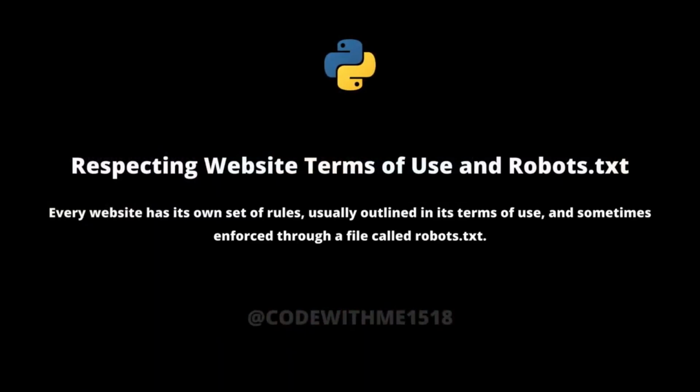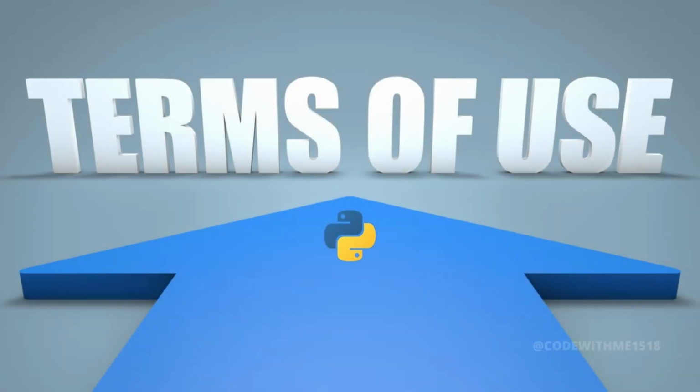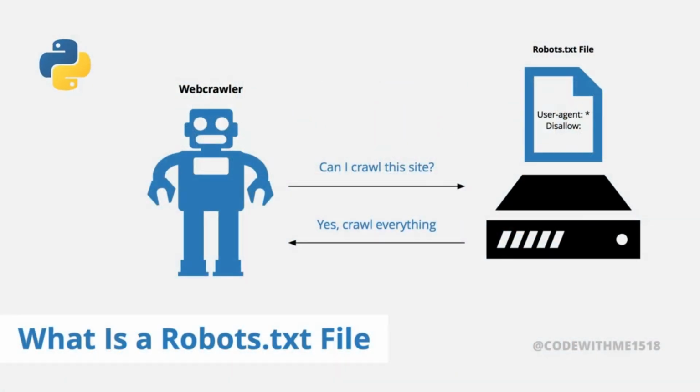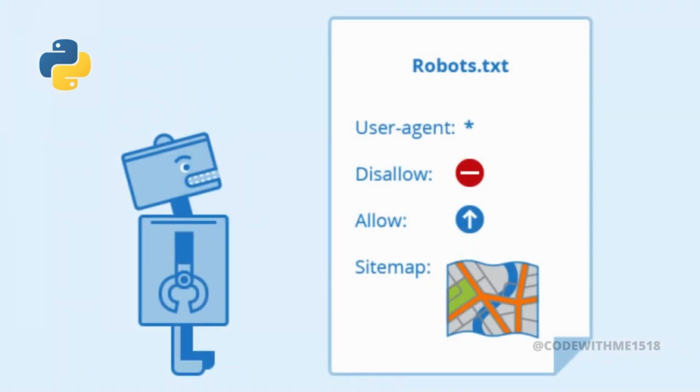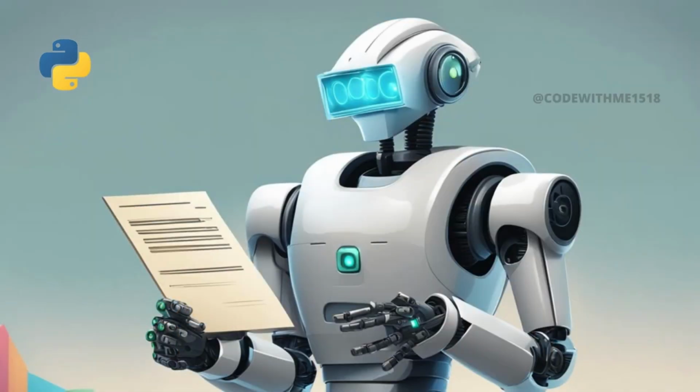Next up, let's talk about some of the technical and legal aspects of web scraping. Every website has its own set of rules, usually outlined in its terms of use, and sometimes enforced through a file called robots.txt. The robots.txt file is a website's way of communicating what can and cannot be accessed by web crawlers. Before you start scraping, always check this file.